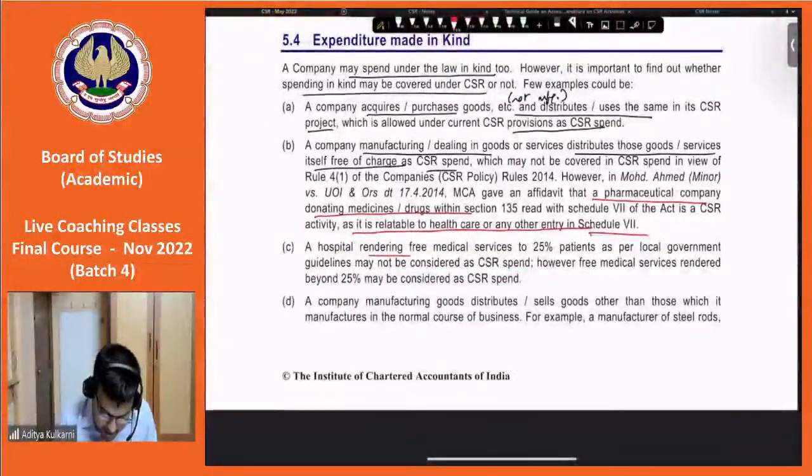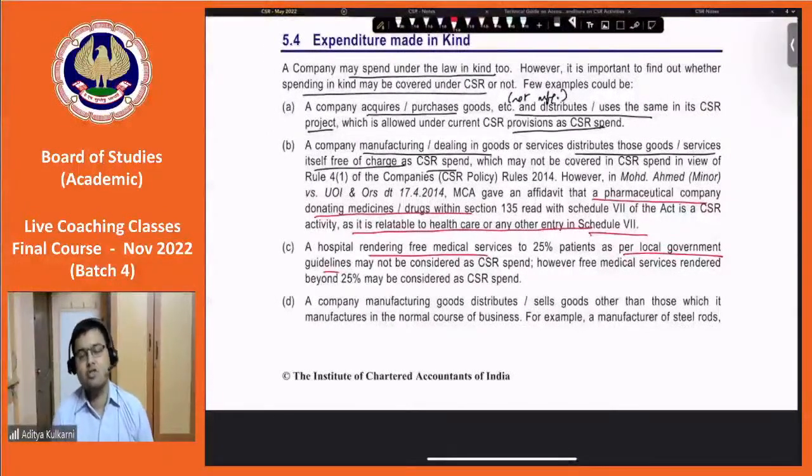Hospital rendering free medical services as per local government guidelines is not CSR. So suppose 25% of your total patients' treatment should be free. This is not CSR. This is a government imposition on you.